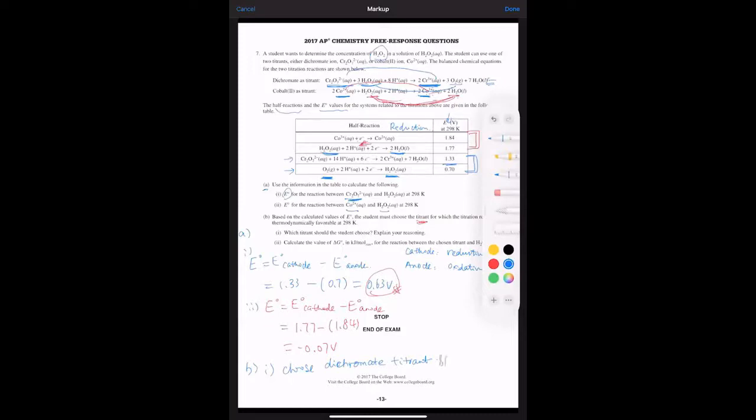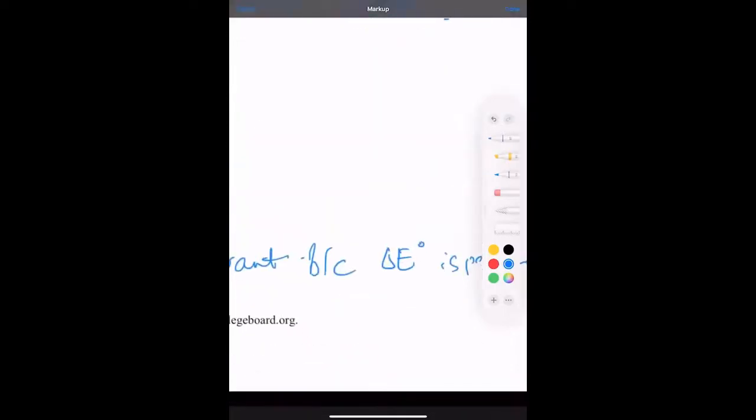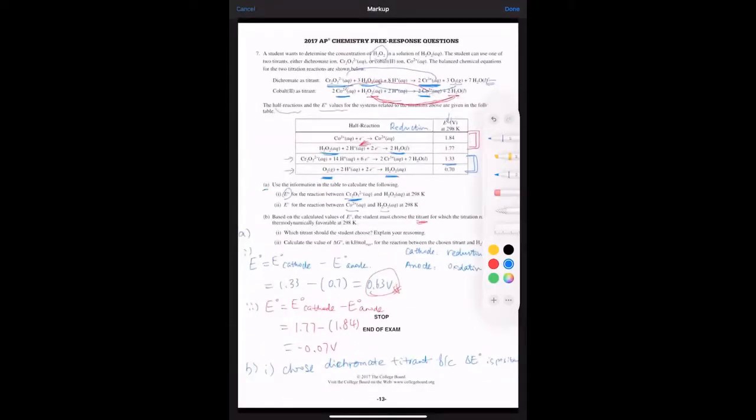That is because the delta E of dichromate is positive, and this is thermodynamically favorable. And for the second part, calculate delta G. For this one you need to know the relationship between delta G and E, which is delta G equals minus nFE0. And n is the number of electrons transferred in this process. So then you can check how many electrons have been transferred.